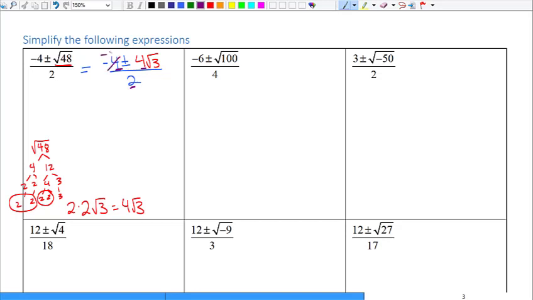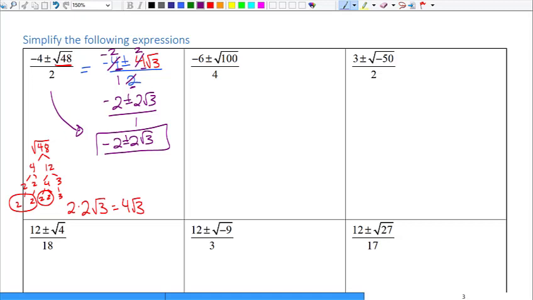So if I divide by 2, I get negative 2. Divide the 4 by 2, I get 2, and divide the 2 by 2, I get 1. Notice I left the root 3 alone because it's not a coefficient, it's not outside the radical. So this reduces to negative 2 plus or minus 2 root 3 over 1. But no one writes over 1, so we can just simply write negative 2 plus or minus 2 root 3. And that's how you're going to simplify this. Okay?